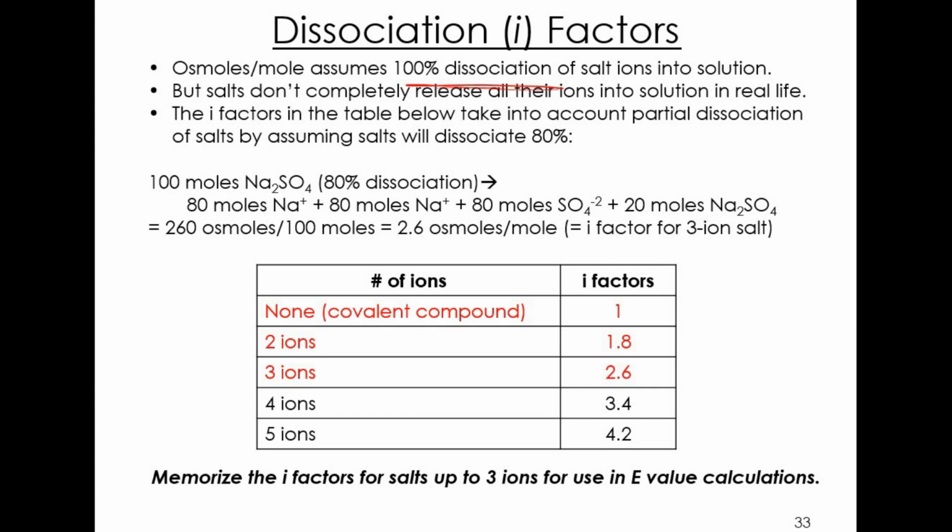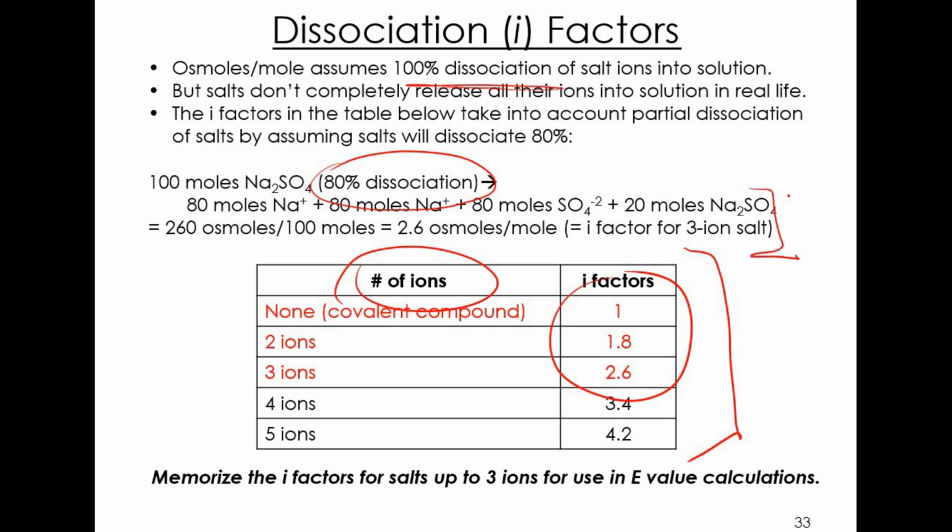If experimental data are not available, the I factors shown in this table are used, where the I factor values are based on the numbers of ions in the salt and assume 80% dissociation of the salt. You'll need to memorize the top 3 I factors for use on the assessment. The calculation above the table is there for informational purposes only and shows how an I factor is derived.